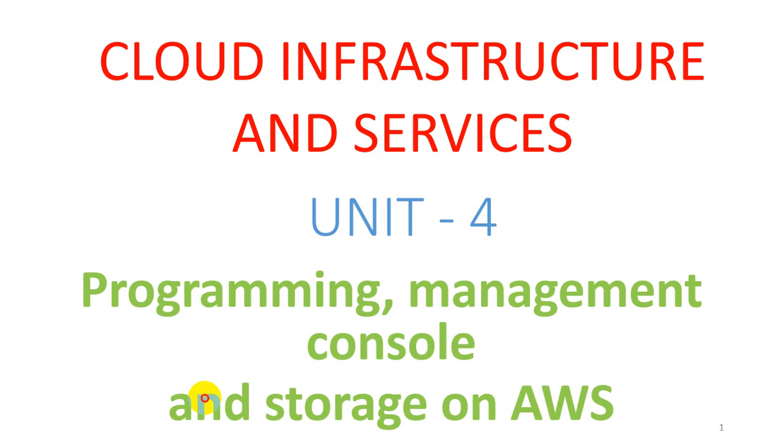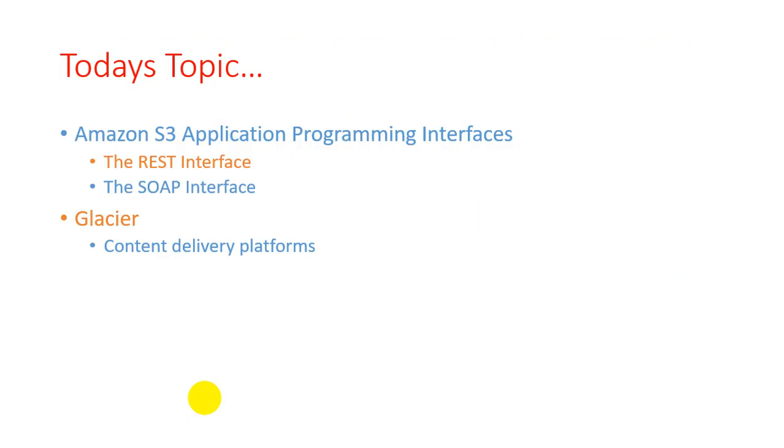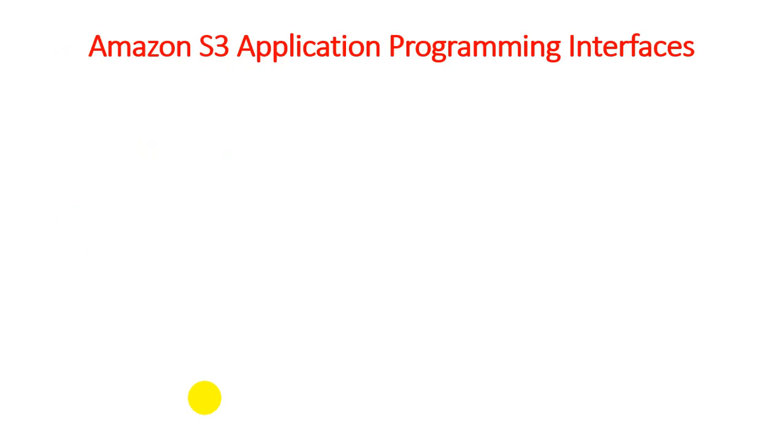So guys, today we will start with the Amazon S3 application programming interface. In this API, two different options are provided, the REST interface and the SOAP interface. The second point is Glacier, which helps to access data stored in S3. So today's lecture is the Amazon S3 application programming interface, in short, Amazon S3 API.